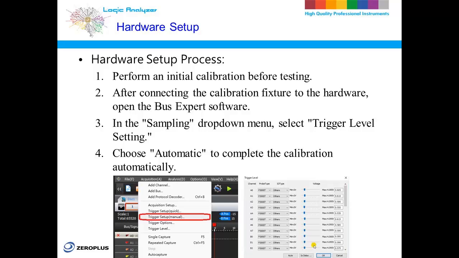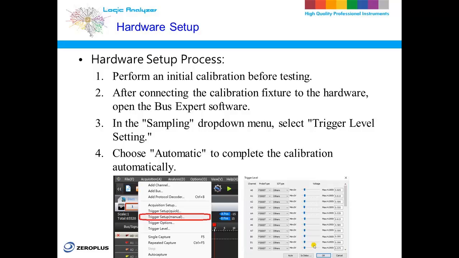At this point, ensure that the software has recognized the B2 device and that it shows as being ready. In the software interface, find and click on the sampling menu at the top. From the drop-down list, select Trigger Level Settings. This is an important step in the calibration process, as it will help us set the correct trigger levels for optimal measurement results. Within the trigger level settings, you'll see an Auto option. Select Auto, and the software will automatically complete the calibration process.